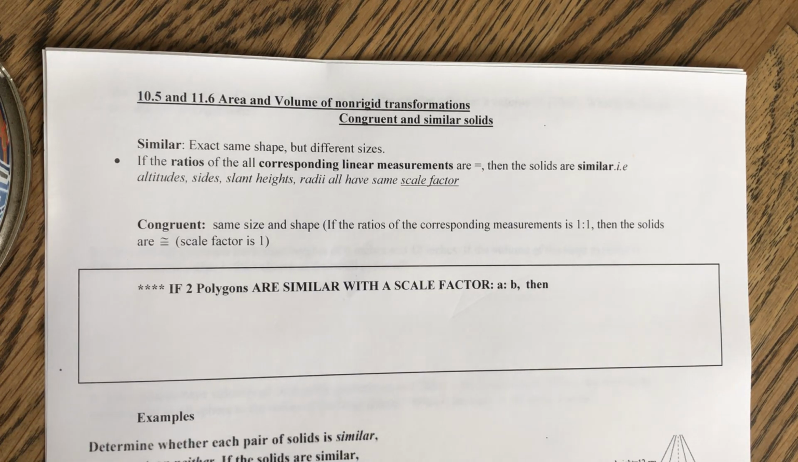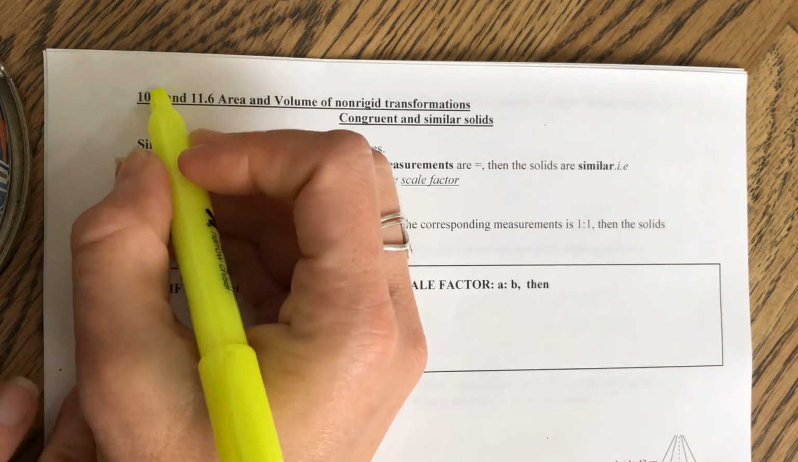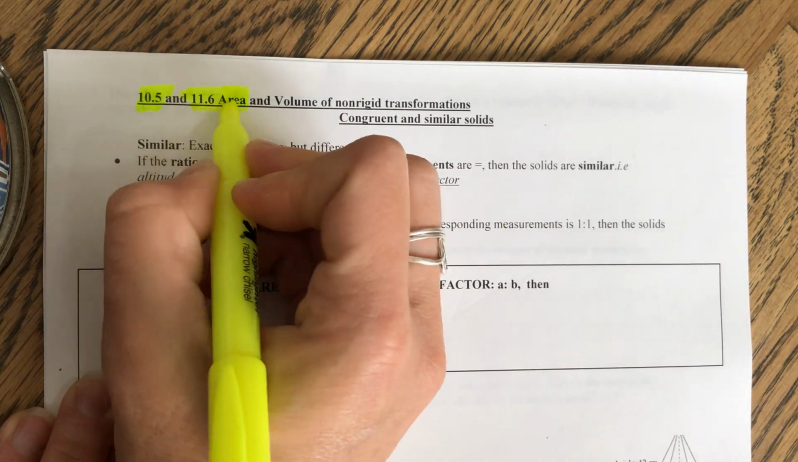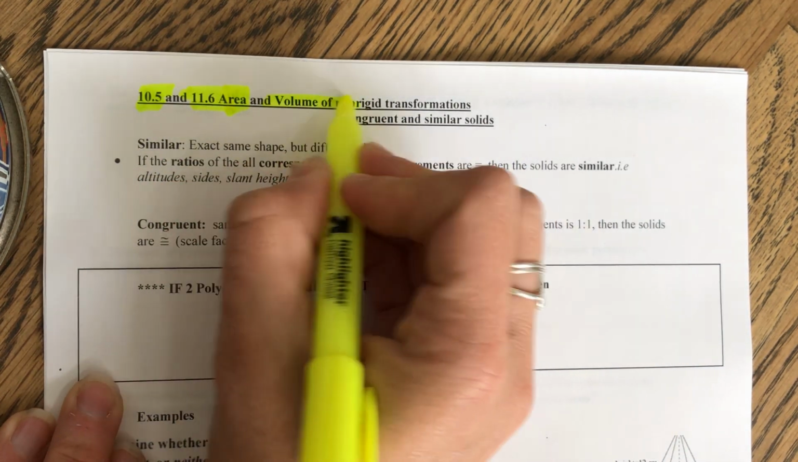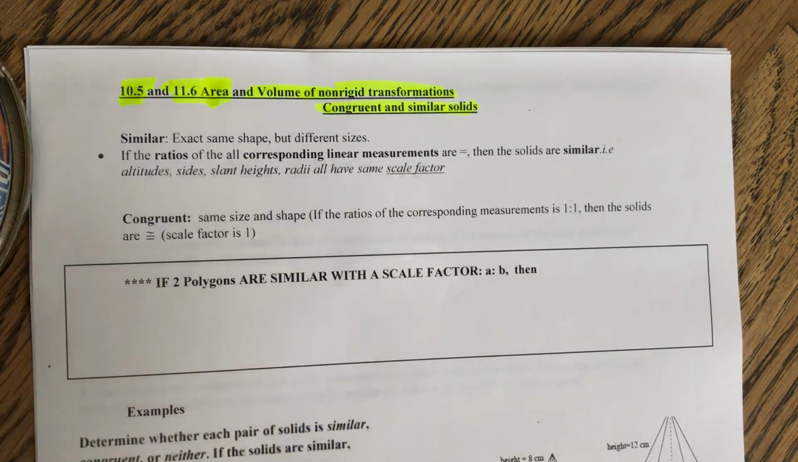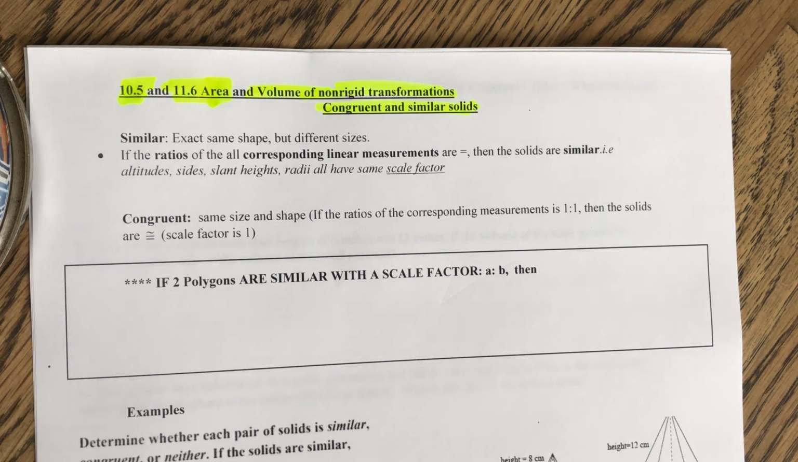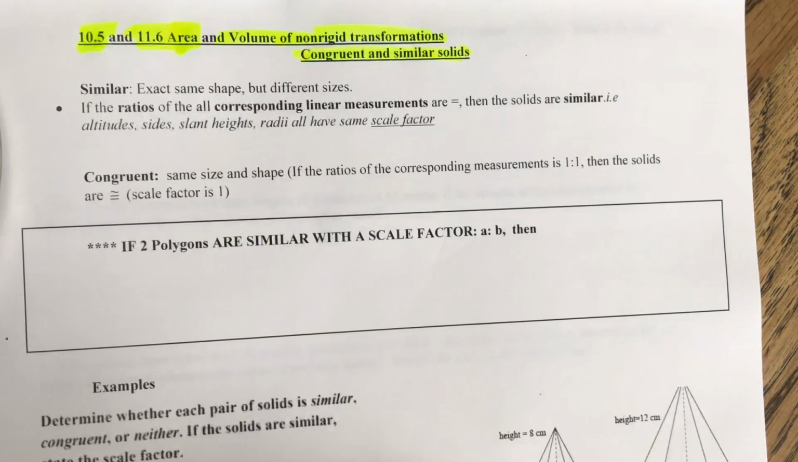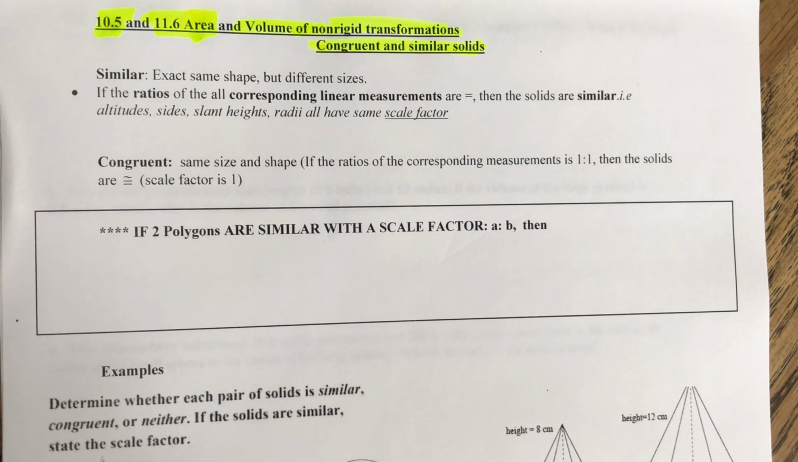Okay, you guys, this is a little bit of 10.5 if you look, and that's where your homework is. It's talking about the area, and 11.6 is talking about volume of non-rigid transformations. I call it congruent and similar solids. What you're going to see is we're going to be setting up ratios. If our polygons are similar, they have scale factors, and I will, again, emphasize where the mistakes come up that people make.